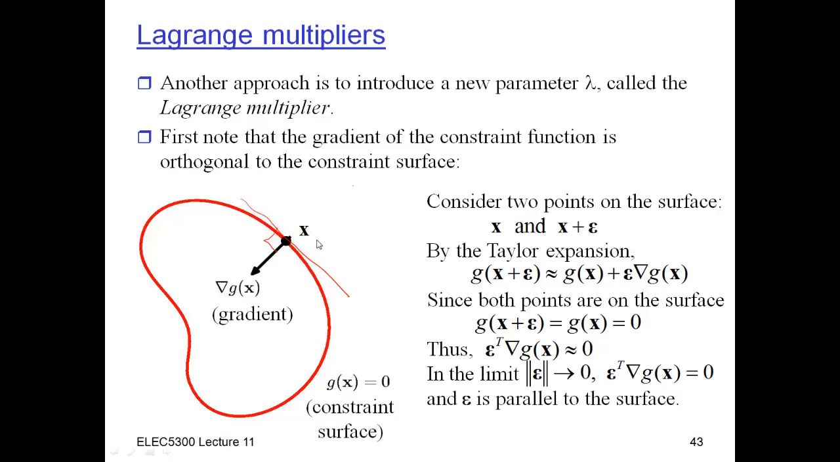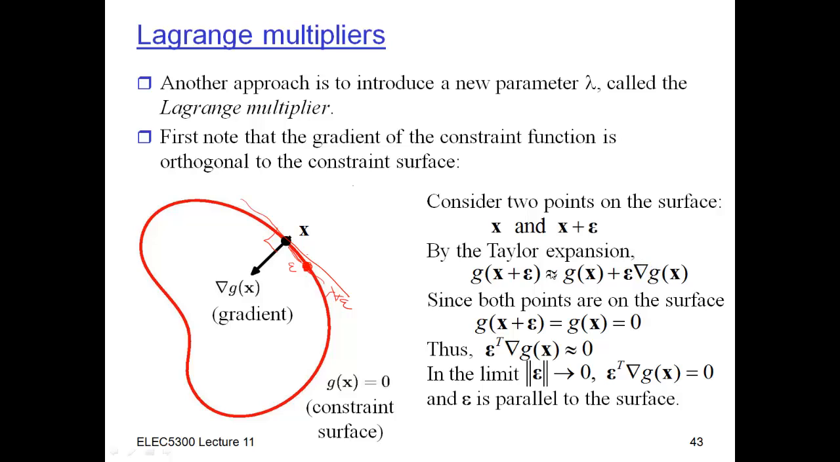Well, one thing I can do is look at another point on the surface, this one here. And maybe I'm interested in this one here. And this motion from here to here is just epsilon, right? So x plus epsilon is this point here. Well, I can write by the Taylor expansion, right, g of x plus epsilon is just g of x, plus epsilon times the gradient of g of x, right?